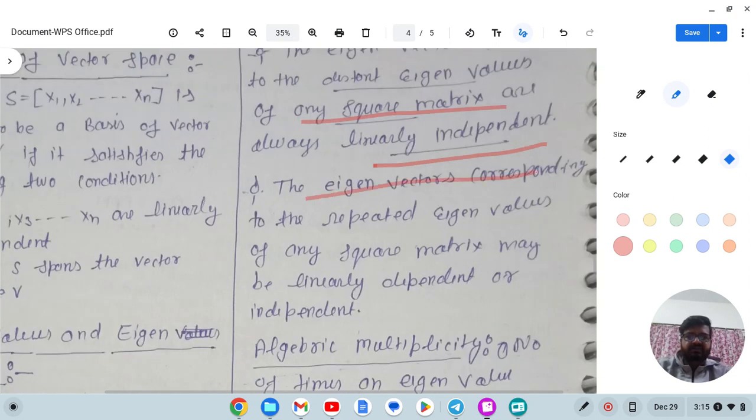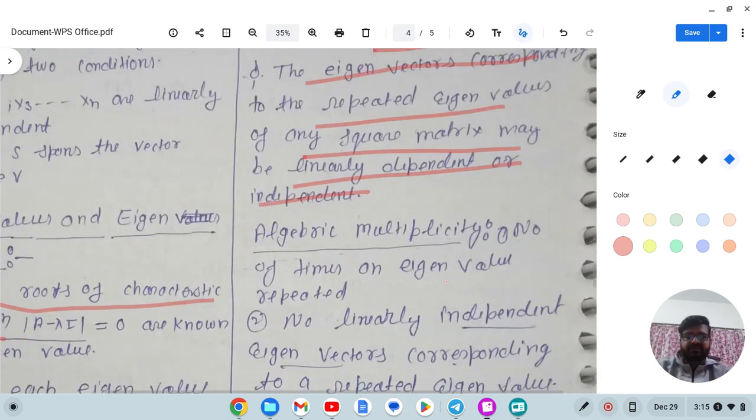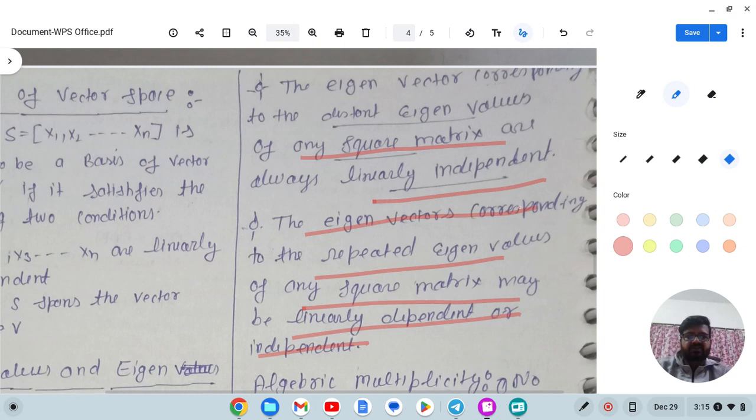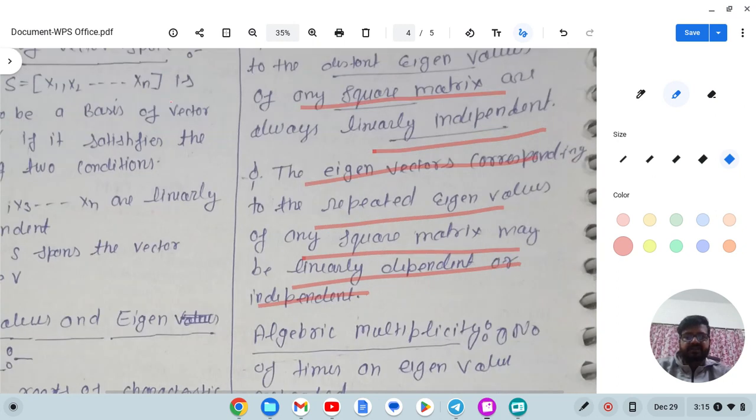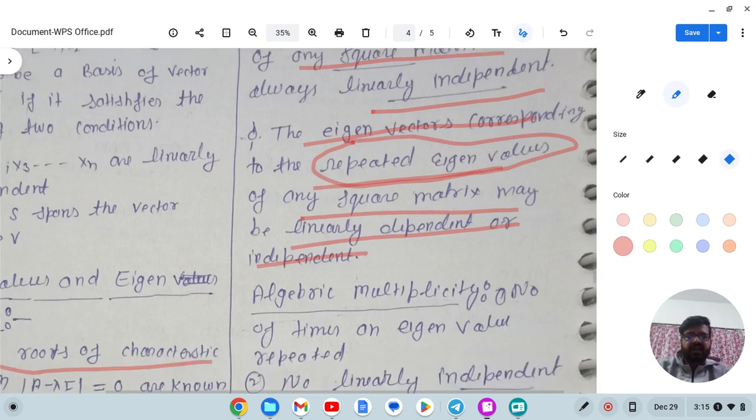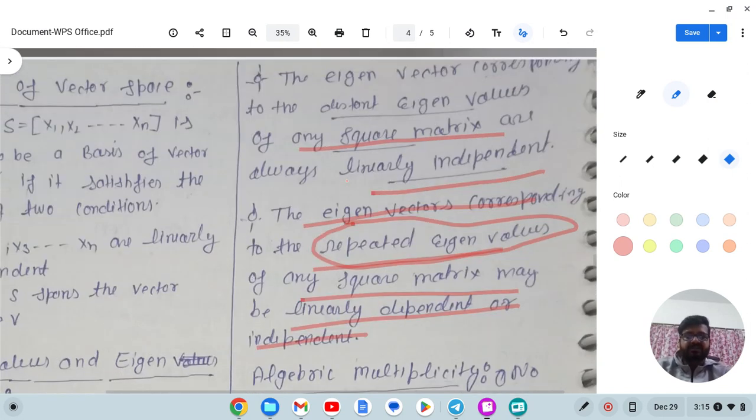The eigenvectors corresponding to the repeated eigenvalues of any square matrix will be linearly independent or dependent. So if there is a repeated eigenvalue, suppose the value of the eigenvalue is 2, then the eigenvectors may be linearly dependent or linearly independent, maybe. But for distinct eigenvalues, the corresponding eigenvectors will always be linearly independent.